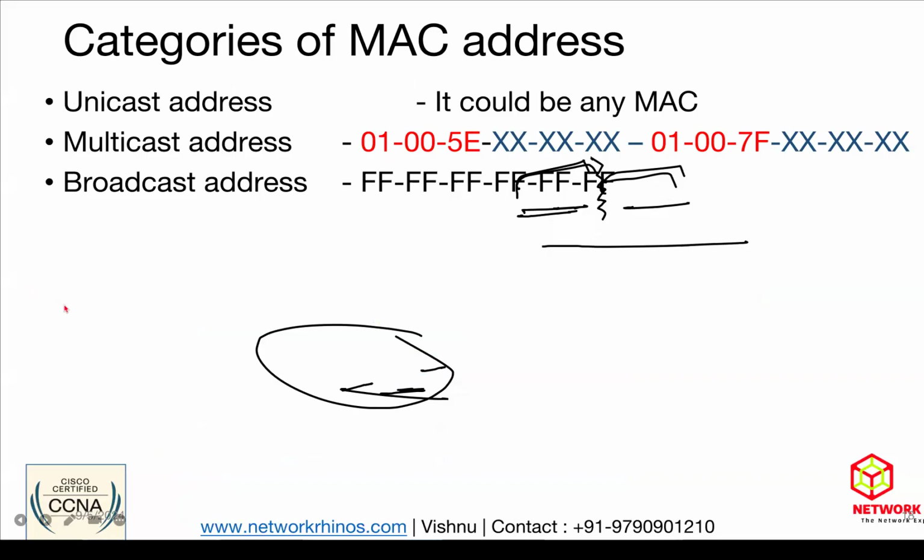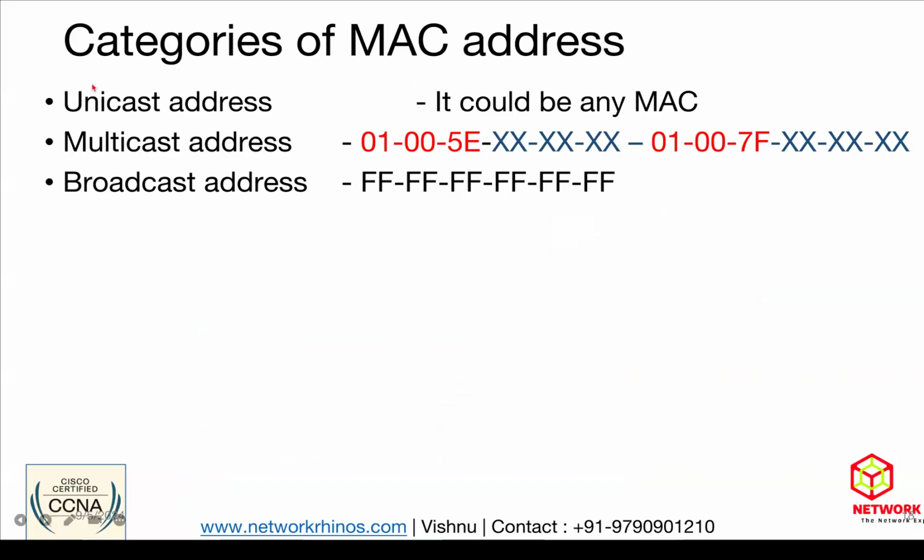Now MAC addresses are also of three major types. We have unicast address, multicast address, and broadcast address. Do you have GPay? In this QR, send 200 rupees. So unicast address means it could be 200 rupees only. Don't send 2000 now. It could be any MAC address.